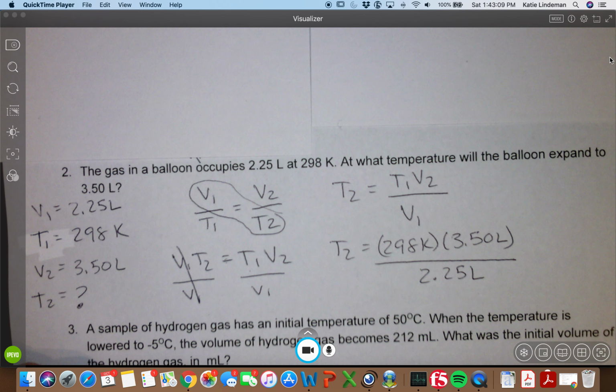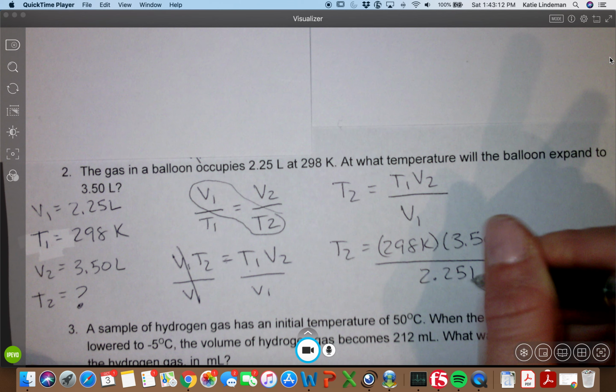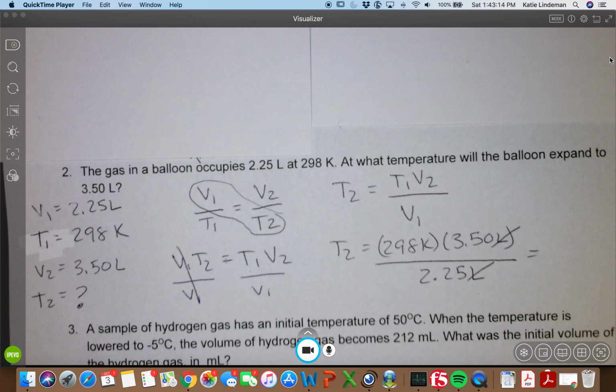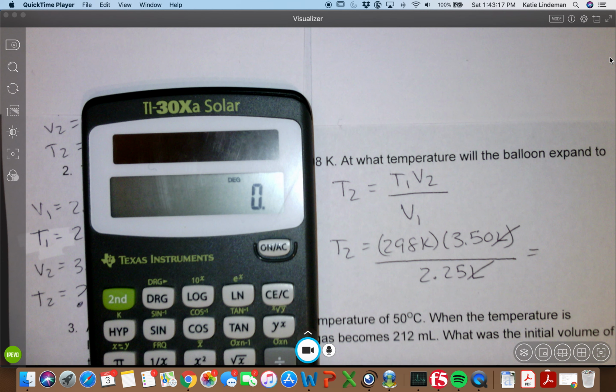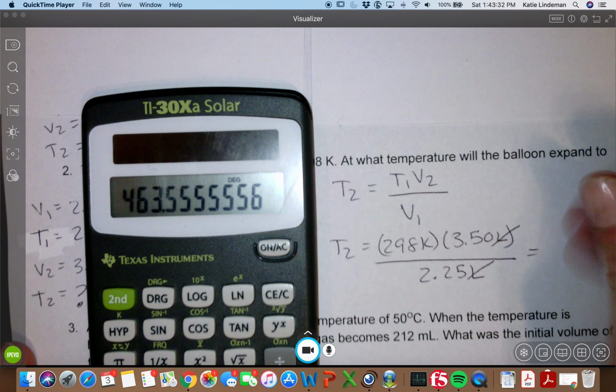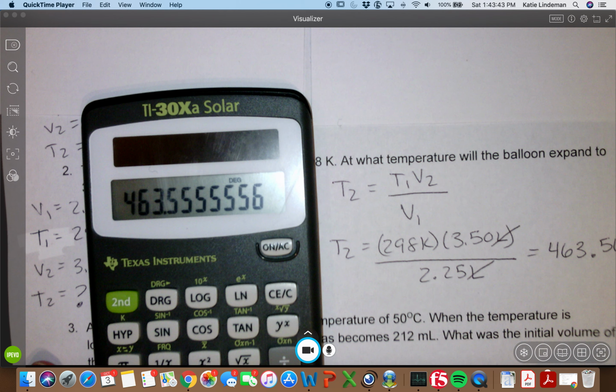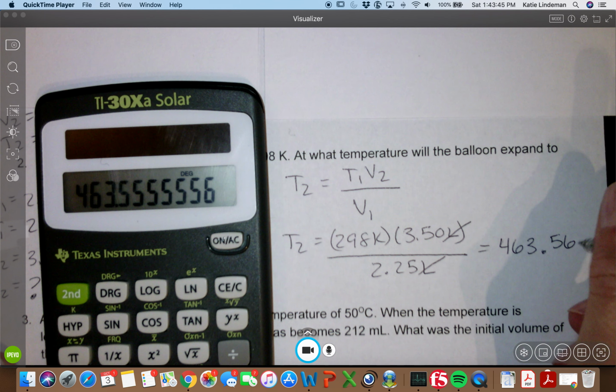Because I have liters in the numerator and the denominator, I cancel that out. And then I get my calculator. So 298 times 3.50 is equal to 1043. I then divide that number by 2.25, and I end up getting 463, and we want to round to the 100th, 0.56, oops, going off page, 56 kelvins.